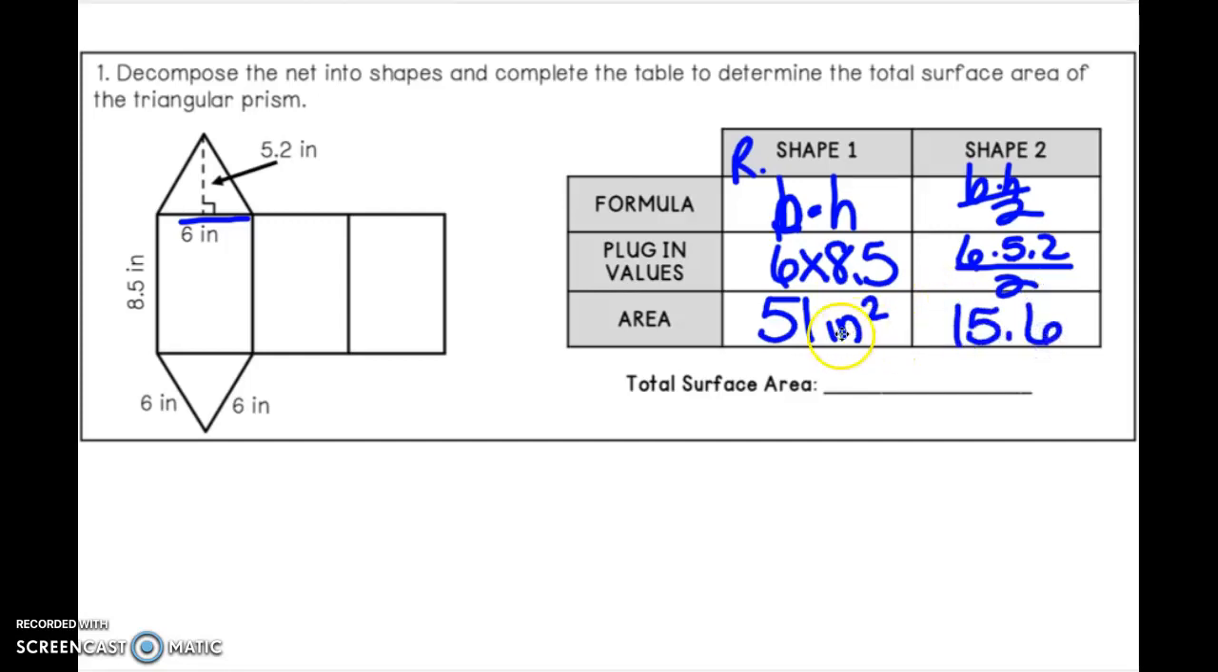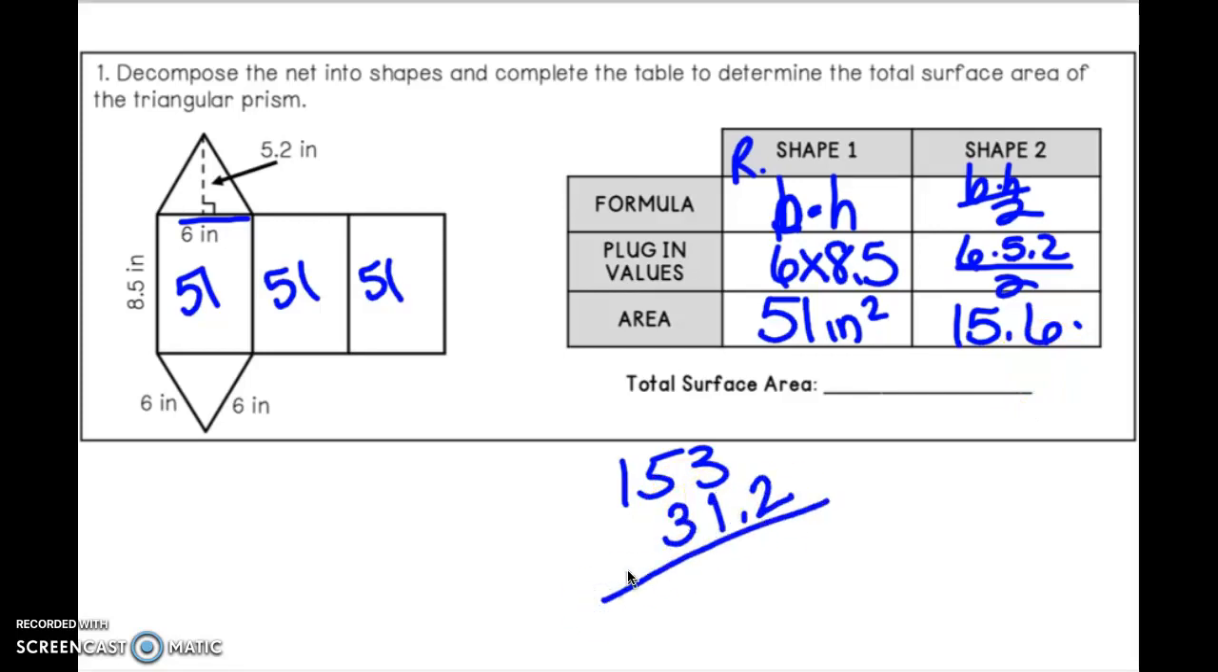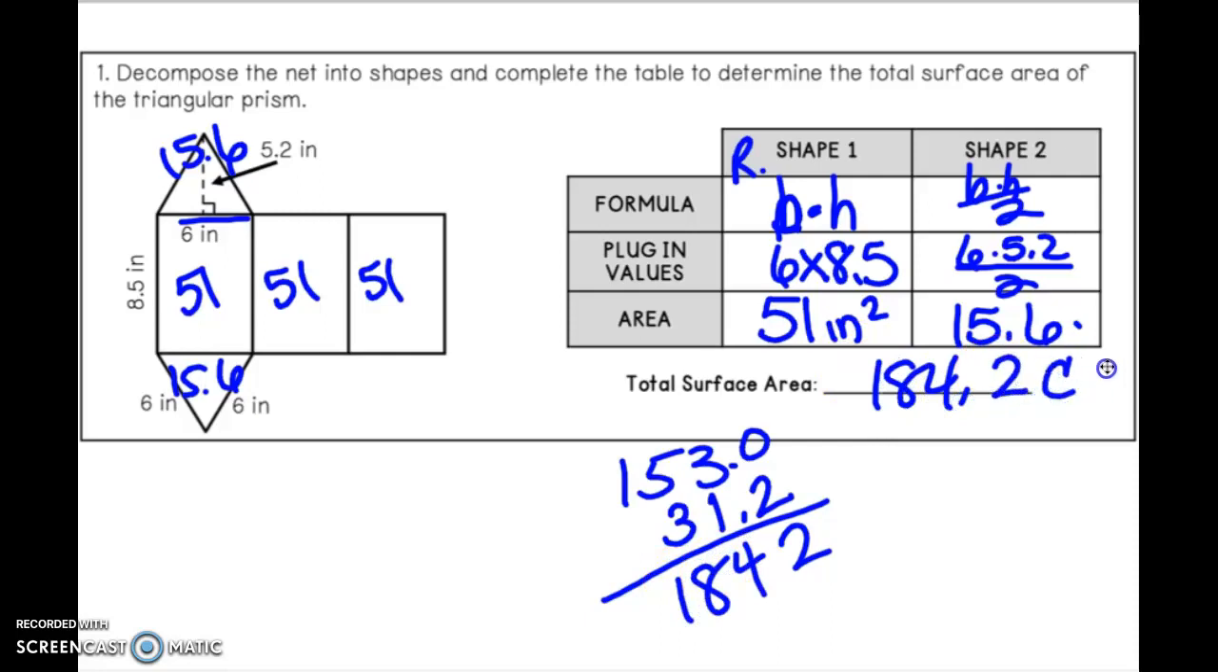But remember, once I have those, I have to remember that I have three of the 51s. Oops, I'm on the eraser. 51, 51, and 51, which we know is 153. And then I have 15.2 times 2, which is going to be 31.2. So if I do those, 15.6 and 15.6, and we add those all up together, it is 184.2 inches squared.